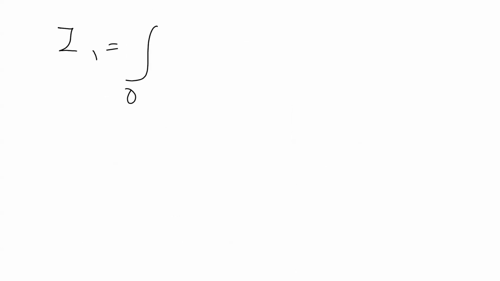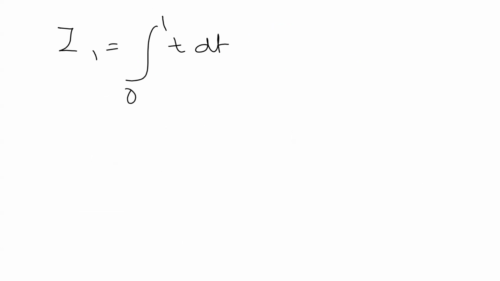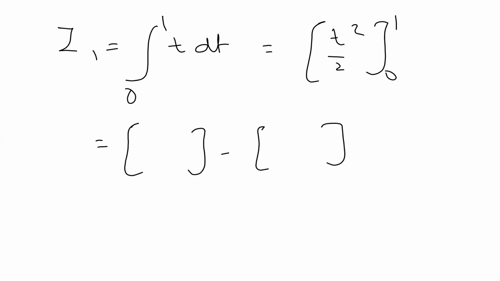So I1 is 0 to 1, t dt, because tan x is t, so sec square x dx will be dt. T square by 2, 0 to 1, box minus box. In place of t, put the upper limit. In place of t, in the second box, put the lower limit. Answer is half.